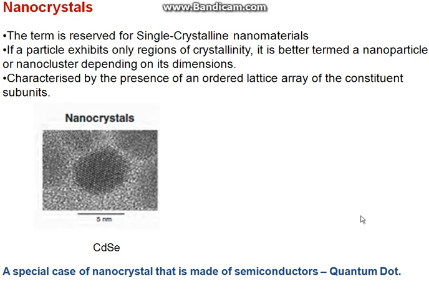Nanocrystals, these are single crystalline nanomaterials, and depending on their size, if their size is less than 10 nanometers, these could be called nanoclusters, and if their size is more than 10 nanometers, they could be called nanoparticles. And because these are crystals, they have an ordered lattice array. A special type of nanocrystal is a quantum dot, which could for the moment be defined as a nanocrystal that is made of semiconductors. Examples of quantum dots would be cadmium selenide and cadmium telluride quantum dots.